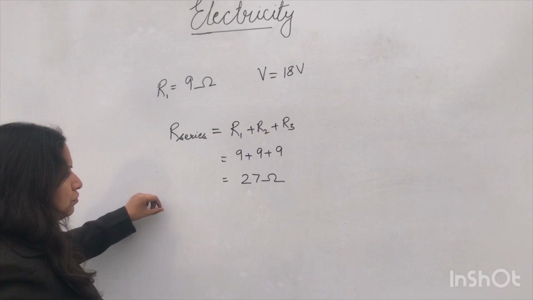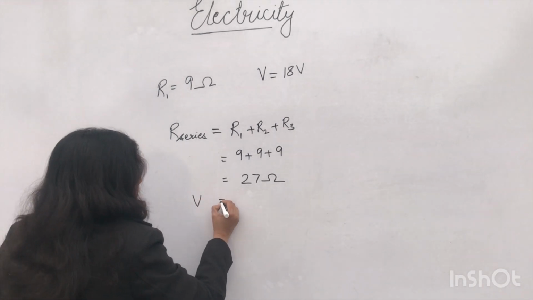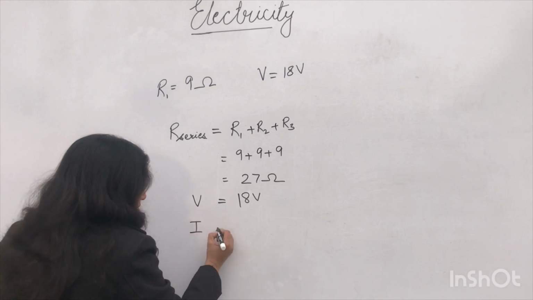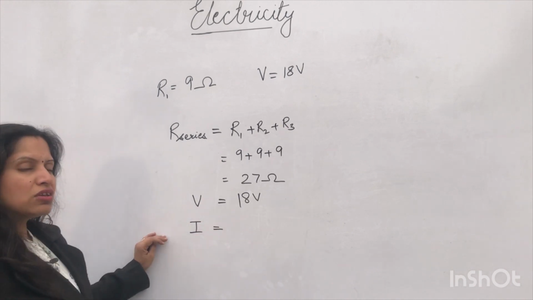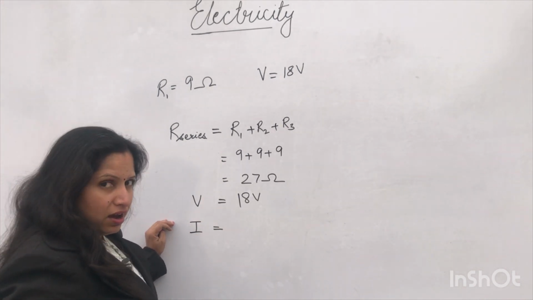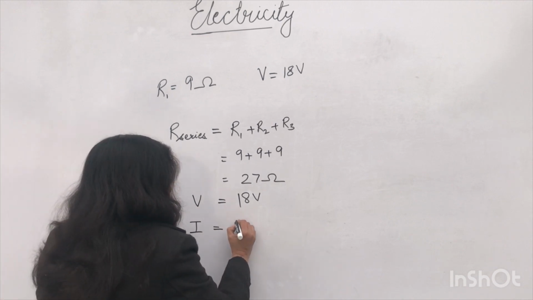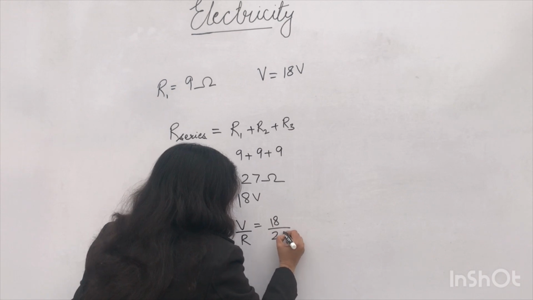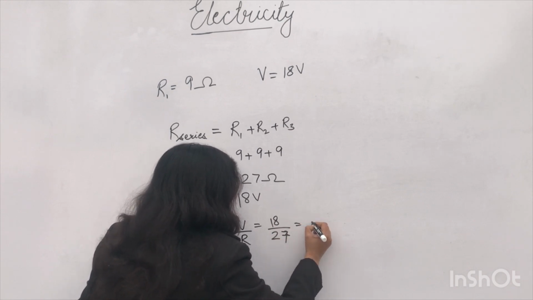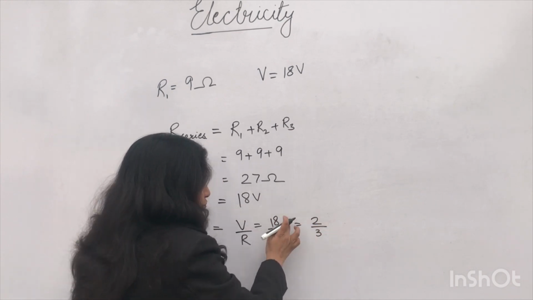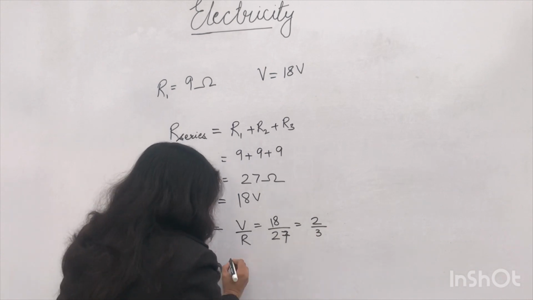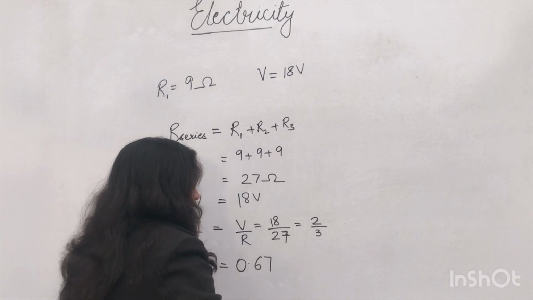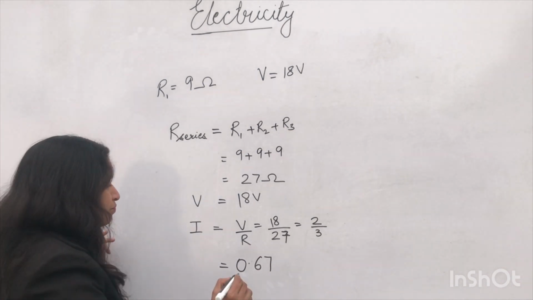Now let's find out, if the potential difference applied is 18 volt, then how much is the current passing through the circuit? By Ohm's law, we know that V is equal to IR. So I is equal to V upon R, that is 18 upon 27, that is 2 by 3. 9 2s are 18, 9 3s are 27. So it's somewhere 0.6666, which can be written as 0.67 ampere.